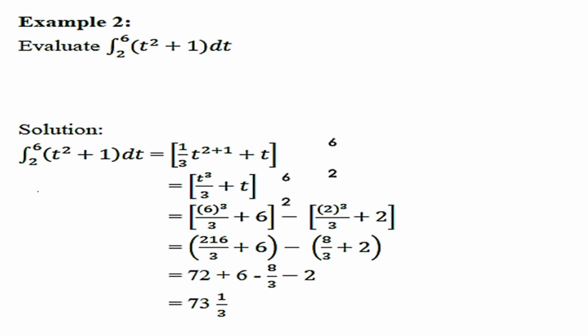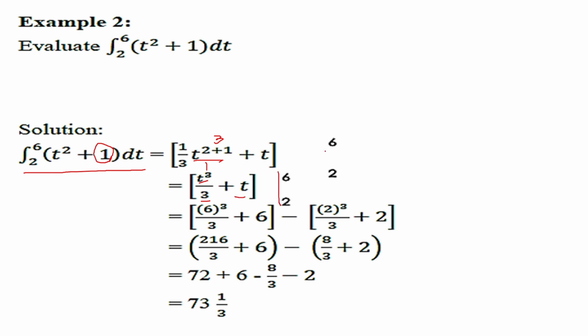So let's have this one. This is our given. Okay, next. One-third t squared plus 1, it is because 2 plus 1 is 3. And then it will be 1 times t raised to 3, it's t cubed. 3 times 1 is over 1, okay? So it is t cubed over 3 plus t, dt.